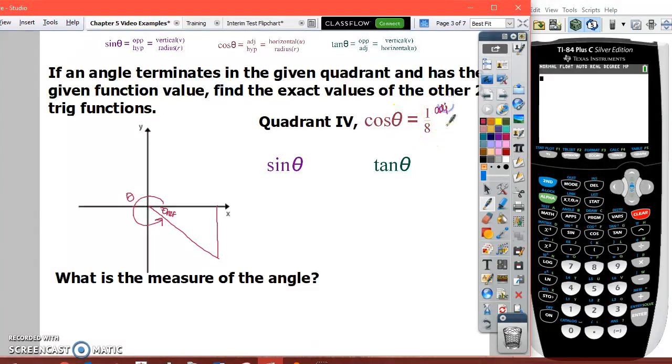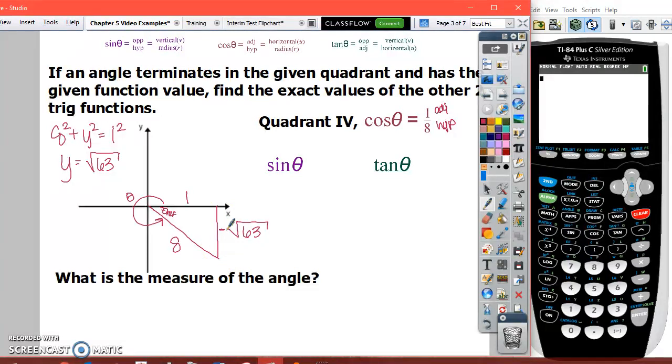Remember that the definition for cosine is adjacent over hypotenuse, so that tells me that this side is 1 and this side is 8. We can use Pythagorean theorem then to find the other leg. And so once you solve that, we'll end up getting y to equal the square root of 63. The one thing that you want to be careful of is the Pythagorean theorem won't give you the correct sign. Since we're down in the fourth quadrant and we're looking at our y value, that sign needs to be negative.